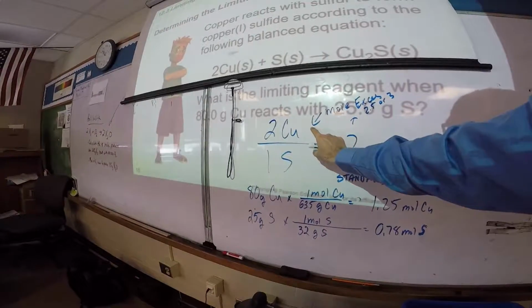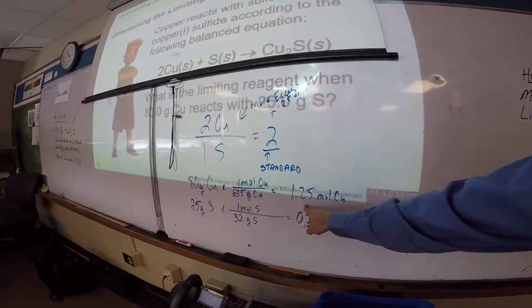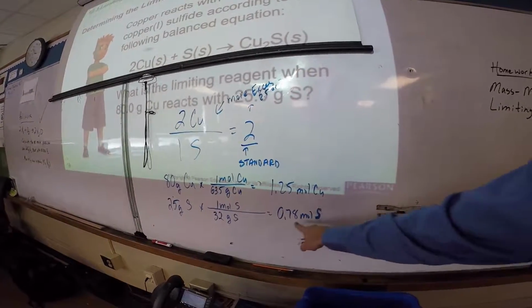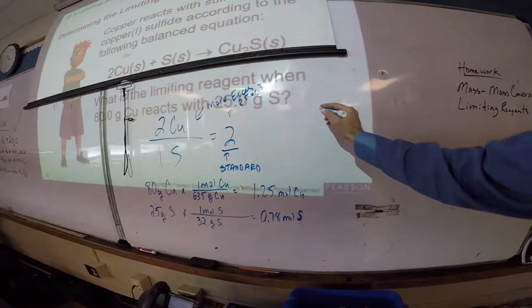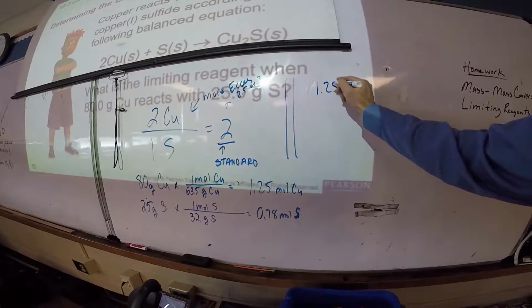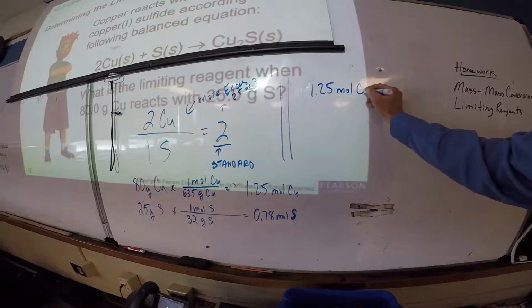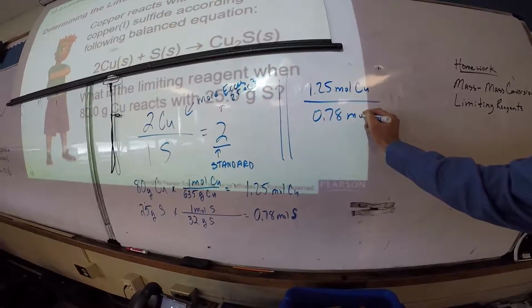See that? The balanced equation. So we've converted our example here to moles. We have 1.25 moles of Cu, correction, and 0.78 moles of S. Now I want to divide the two. I want to divide this. 1.25 mole of Cu divided by 0.78 mole S.